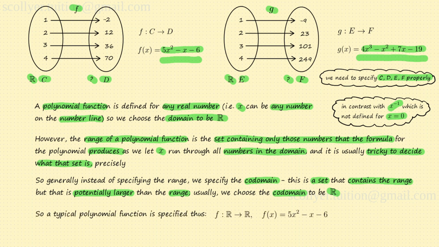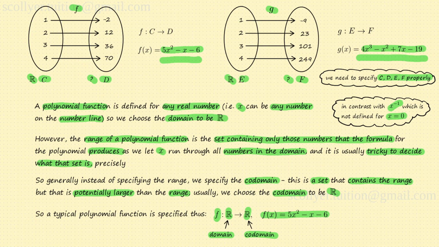So often we specify a polynomial function in this form. We have the name f, we choose the domain to be R, i.e. we can put any real number into the formula, and we specify the codomain as R. And of course we have the formula for the function. And in this format, the R on the left is the domain set, and the R on the right is the codomain set.